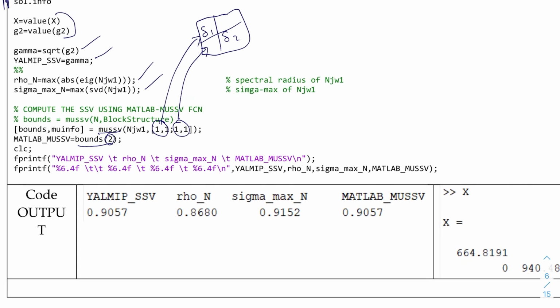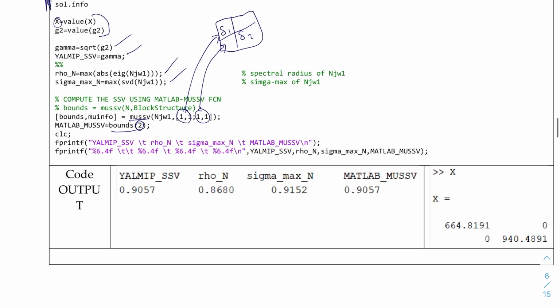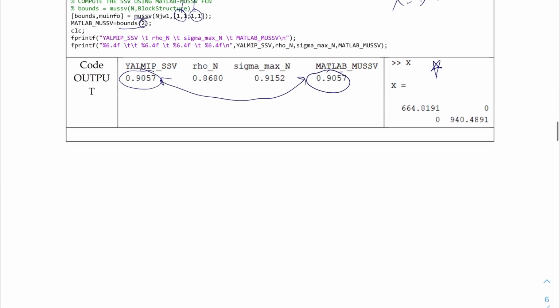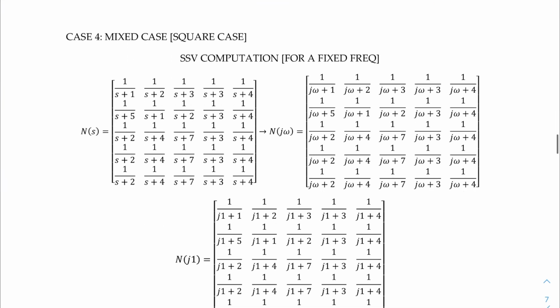Let's also look at x here. You can check your x, and what was x? X is like d transpose d, right? Here 0.9057, right? 0.9057, and they agree. Okay, so let's focus on the next case.